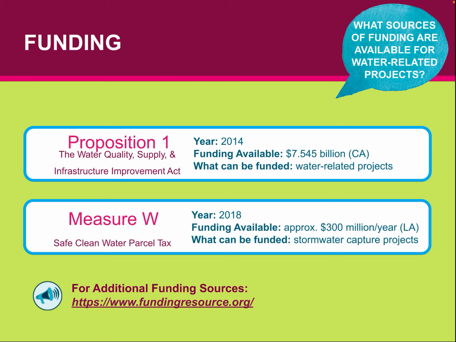The funding for WaterTalks comes from two main areas. Firstly is Proposition 1, also known as the Water Quality, Supply, and Infrastructure Improvement Act, enacted in the year 2014. The things that can be funded with the $7.545 billion allocated for California are all such water-related projects. Secondly is Measure W, also known as the Safe Clean Water Parcel Tax, enacted in the year 2018, which funds stormwater capture projects. The funding available is approximately $300 million per year in LA alone. And if you're interested in looking at additional funding sources, the website is at the bottom, www.fundingresource.org.